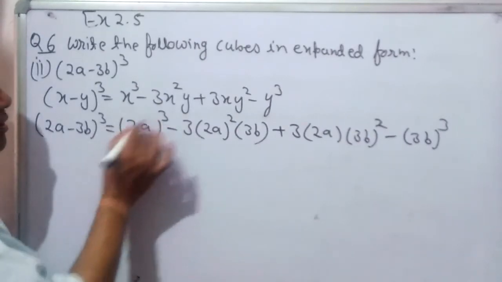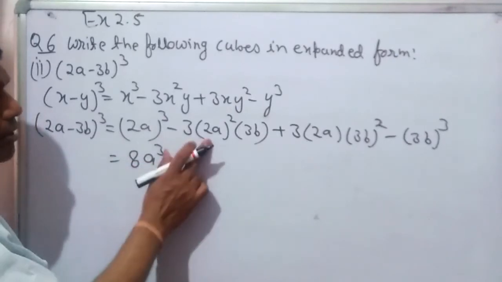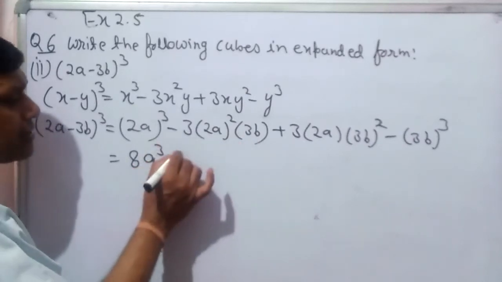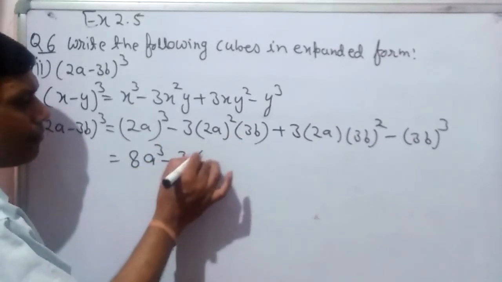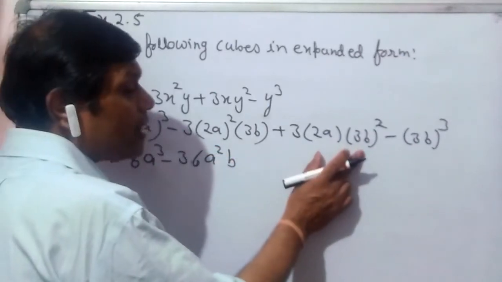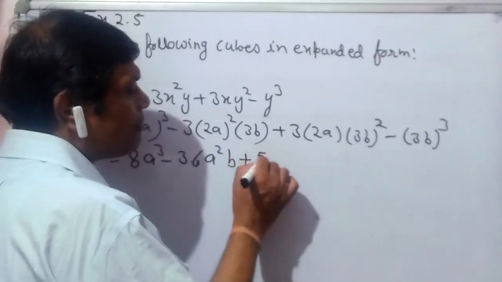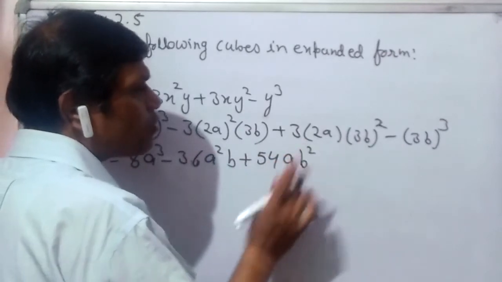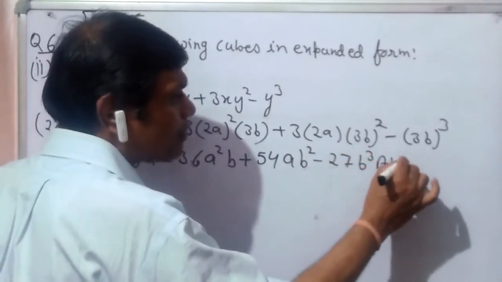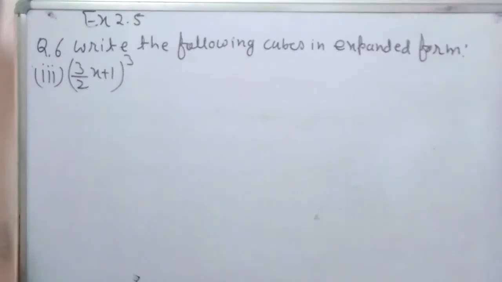Solve it out. Twice cube is 8, a cube is a cube, 2 square is 4, 4 into 3 is 12, 12 into 3 is 36, a square b, with power 1. 3 square is 9, 9 into 2 is 18, 18 into 3 is 54, a b square, cube of 3 is 27 b cube. So that gives us the answer for this particular part.